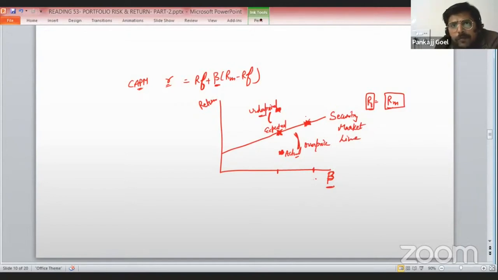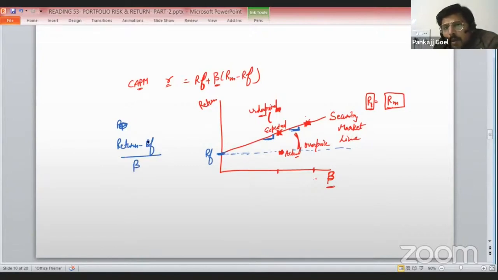And now, again, let me do some analysis here. So if we find out the slope of this line, this is what? This is the risk-free return. So if I find out the slope of this point, how can we find the slope? I can find the return on this minus the risk-free return, divided by what? Beta. So the slope of this security market line is this, and we call it the Treynor ratio.